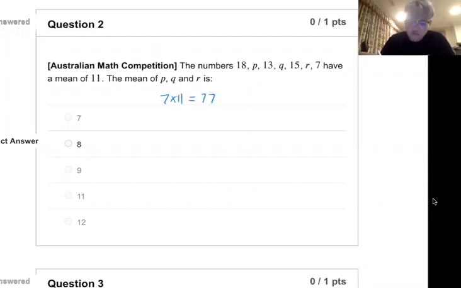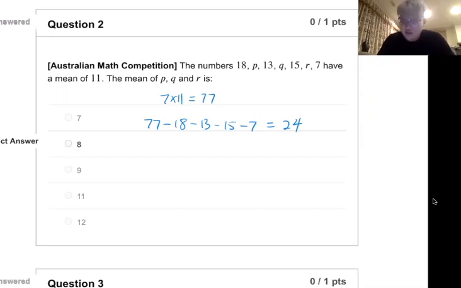And we know 4 of the 7 numbers. So therefore, we could subtract the 4 numbers from 77. So 77 minus 18 minus 13 minus 15 minus 7. This will give us 24. Therefore, 24 is the sum of the 3 unknown numbers, which are p, q, and r. So the average of the 3 numbers would then be 24 divided by 3, which equals 8. And that will give us the answer.